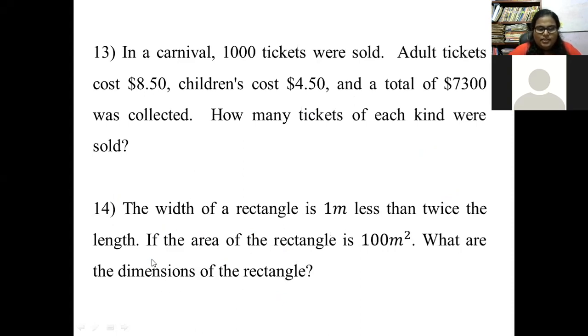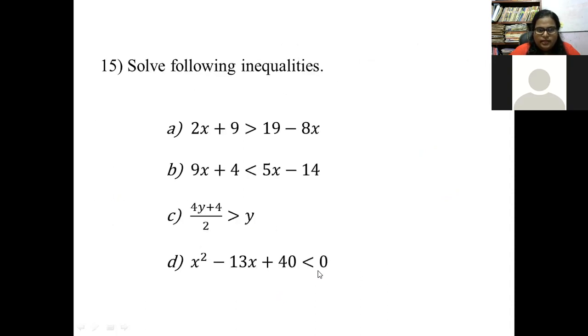And we'll go for this 14th one quickly. The width of a rectangle is 1 meter less than twice the length. If the area of the rectangle is 100, what are the dimensions of this rectangle? Right?